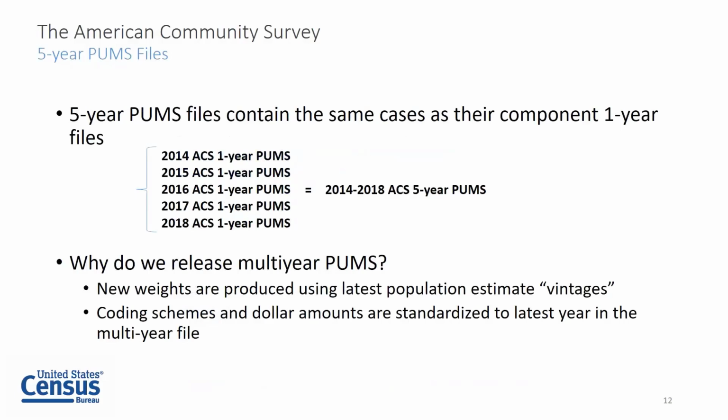But we do some of the nice standardizations for the 5-year PUMS that might be worth waiting for. For example, new weights are produced for these records so that the weighted population matches the latest population estimate. Dollar amounts have an adjustment factor to standardize them to the latest year so that no one is comparing varying levels of inflation. Other coding schemes are updated, such as ancestry and occupation, so you don't have to recode those yourself.